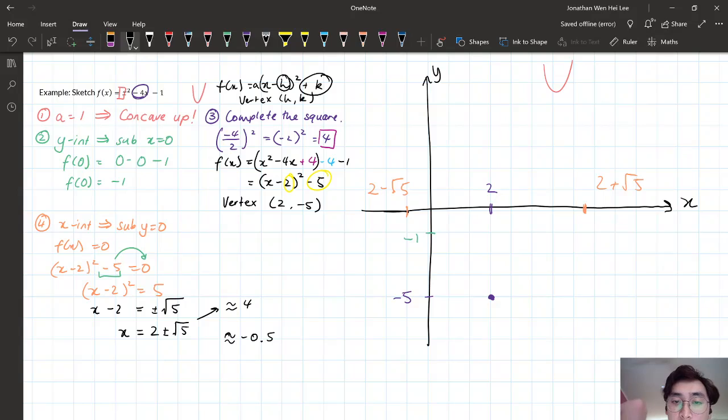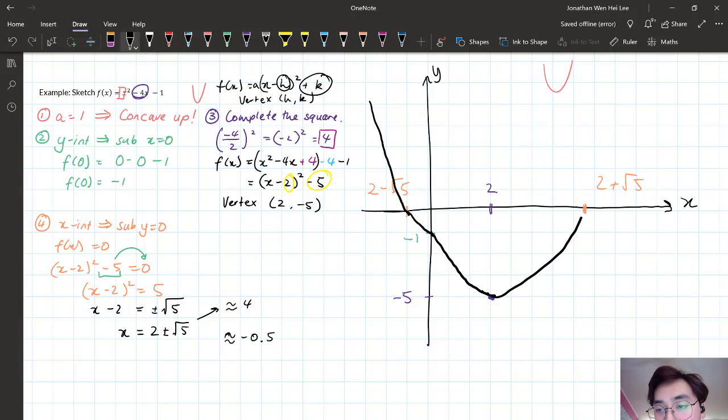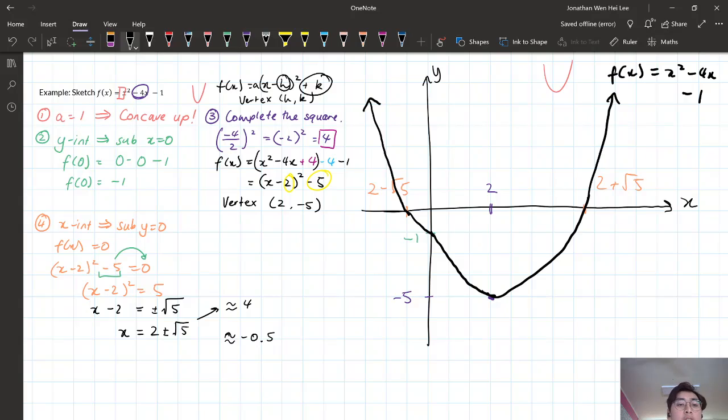So my graph is going to look something like this. It's going to go down, through 2 minus square root 5, through my y-intercept, through my vertex, and then all the way back up, through 2 plus square root 5. And so here we've got f of x is equal to x squared minus 4x minus 1. So there we go. That's how we use completing the square to graph a parabola.